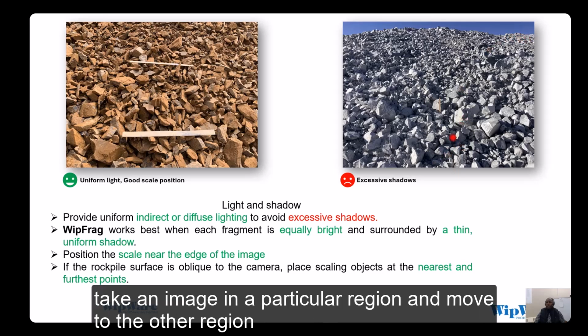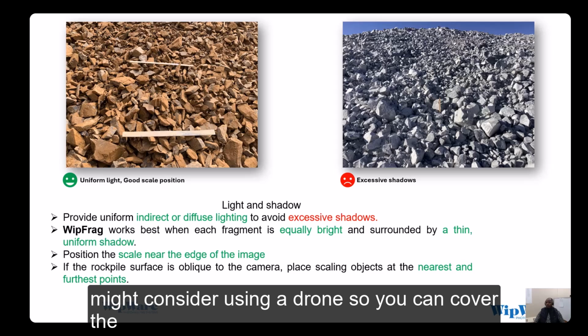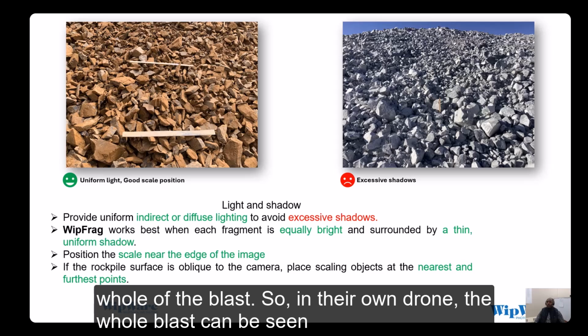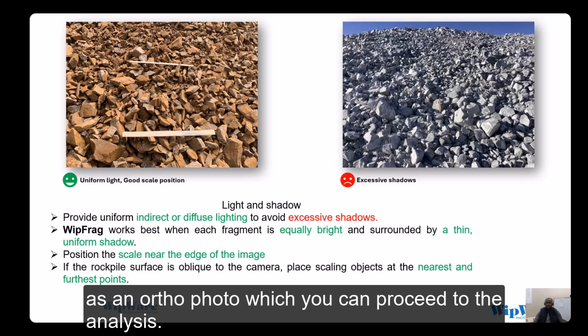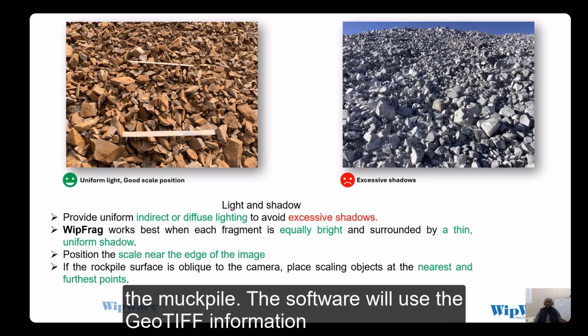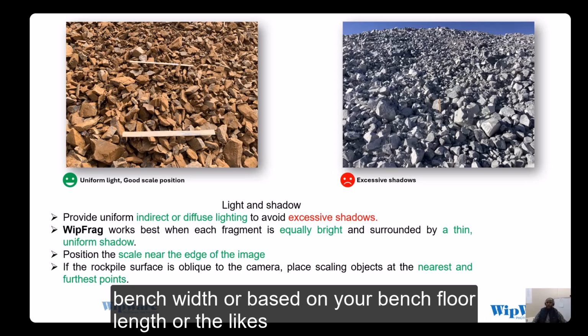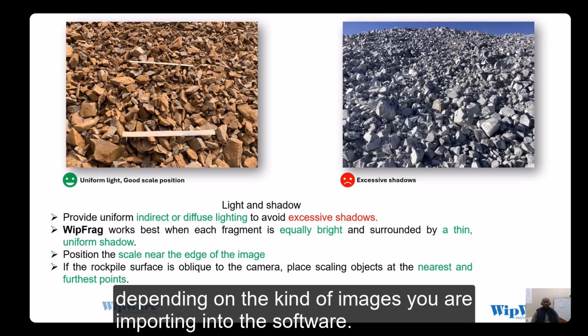So you want to take an image in a particular region and move to the other region and take another image. Then if you have a very big bench, you might consider using a drone so that you can cover the whole of the blast. In the drone's own image, the whole blast can be seen as an ortho photo, which you can proceed with your analysis. Then lest I forget, if you are using a drone, you don't need to put a scale object on the muckpile. The software will use the geotiff information of these images to get a scale reference based on your bench width or your bench floor length or the like, depending on the kind of images you are importing into the software.